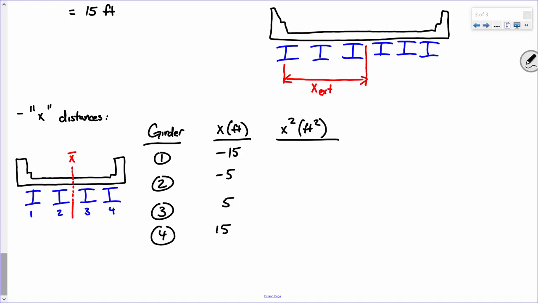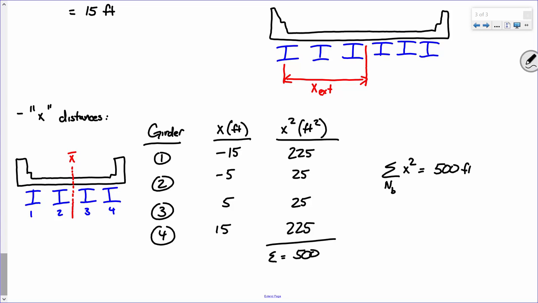So 15 times 15, that's 225. So this is 225, 25, 25, 225. Sum those up, what do you get? You get 500, right? So I propose that the sum of x squared over the number of beams is 500 square feet. That's not too bad, right? Everybody okay with this?